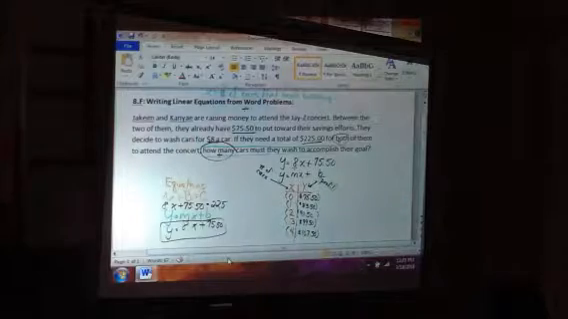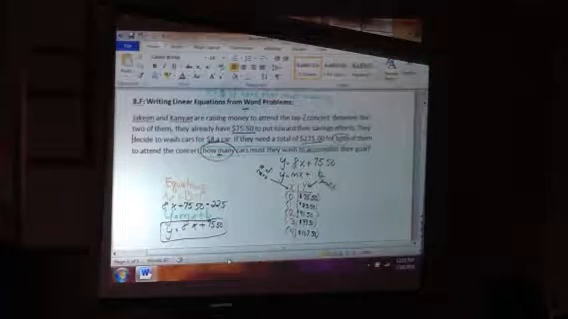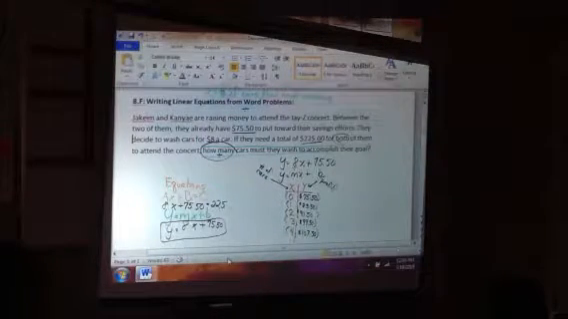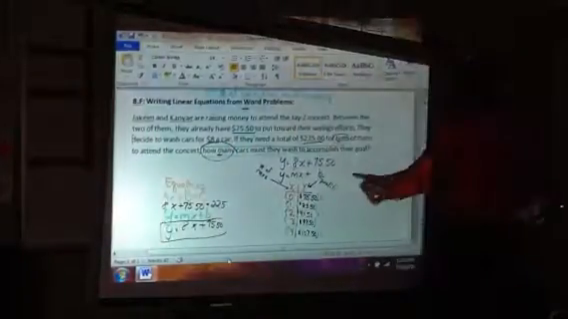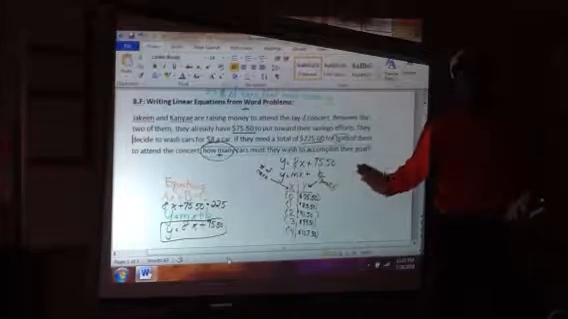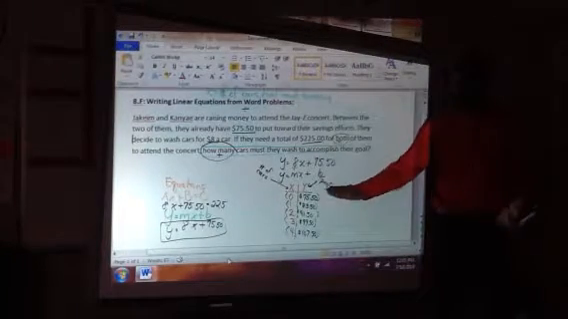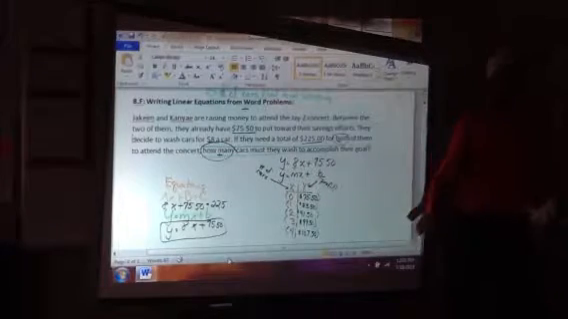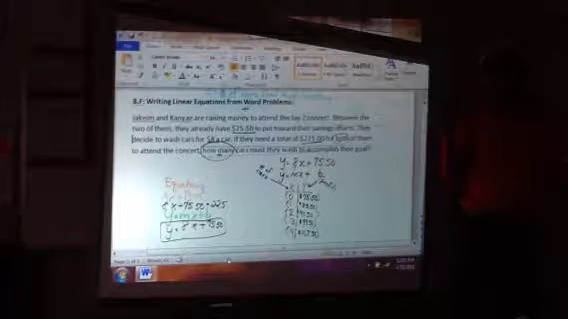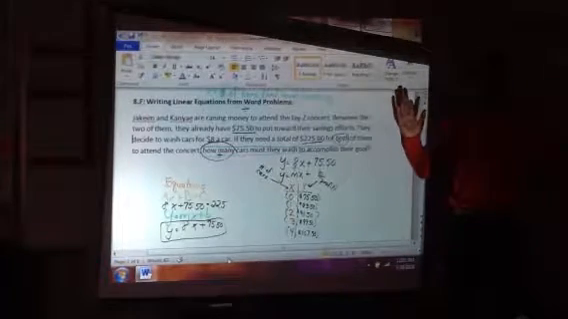Can I graph those points? Yes. I'm going to show you how. We're going to graph them. After $75.50, we increase how much each time we wash a car? $8.